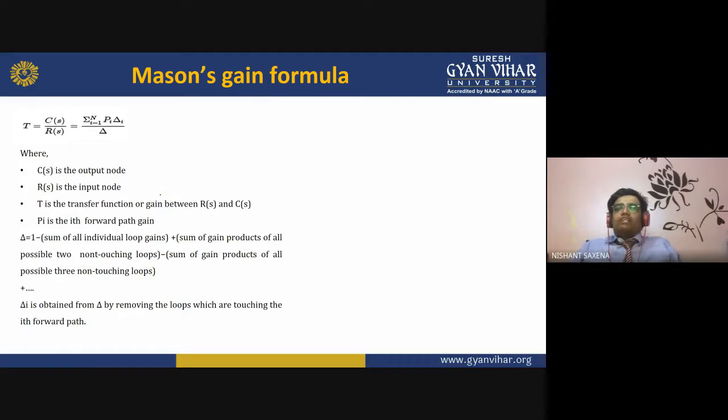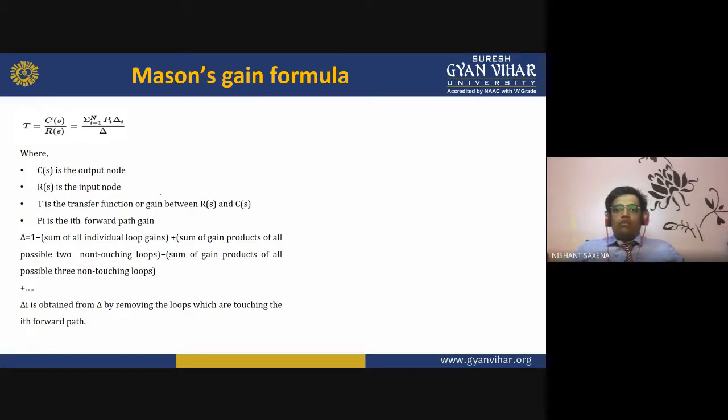Now moving further towards Mason's gain formula, we can see that Mason's gain formula is used to find the transfer function from the signal flow graph.